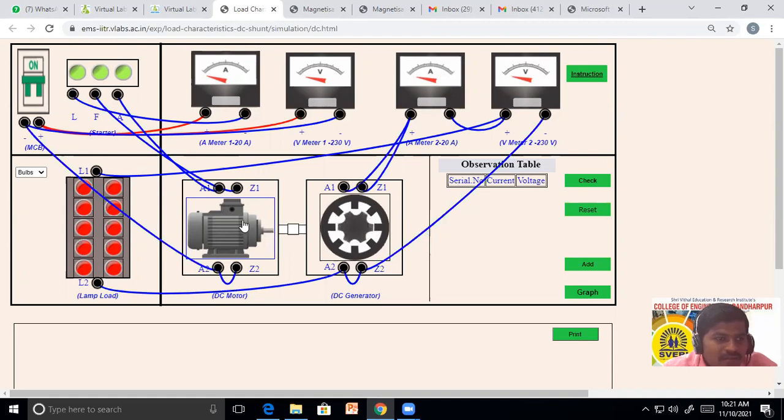Okay, now we want to connect the load. Load connect करायचं आहे. Just click on the bulb. Bulb वरती click on केलं. Okay, bulb 1 should be green. At that situation it will show some current to the motor: voltage, motor current, generator current, generator voltage.